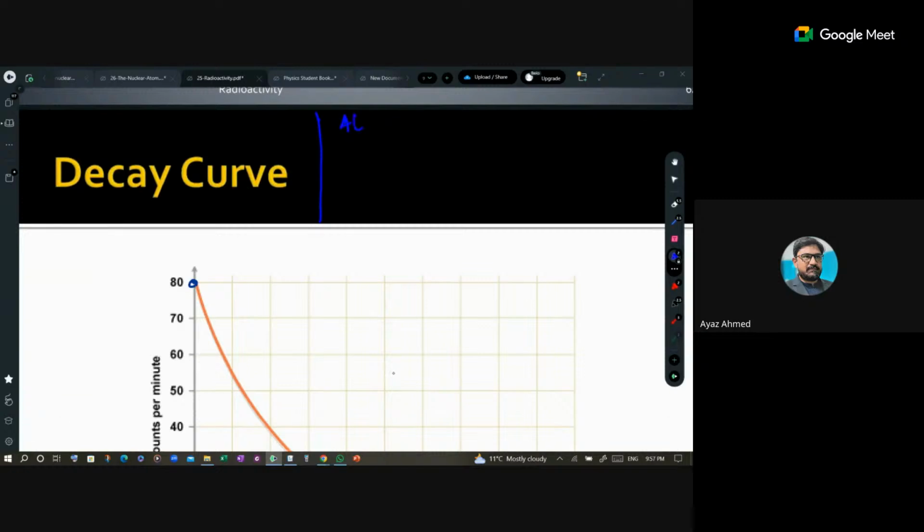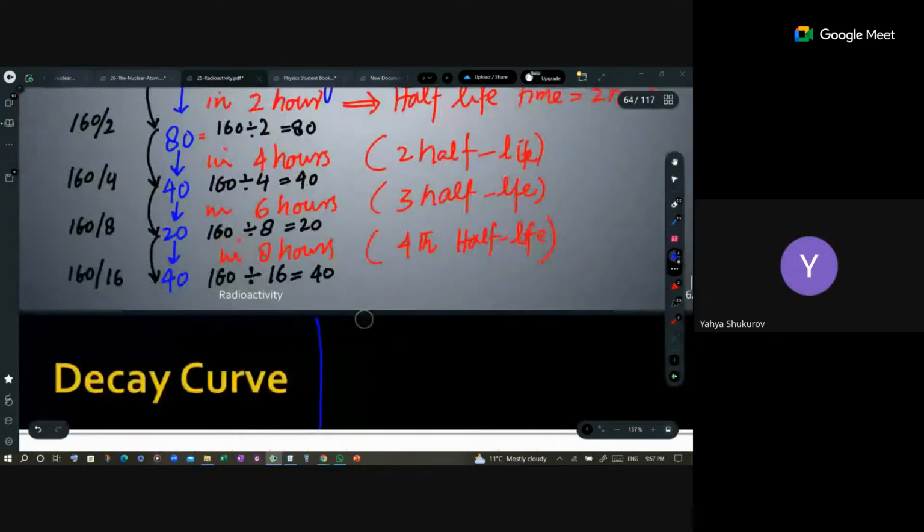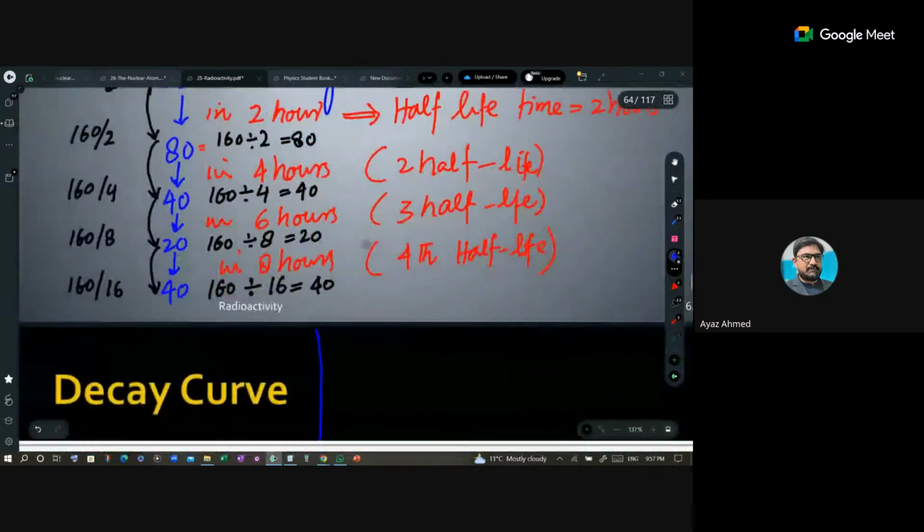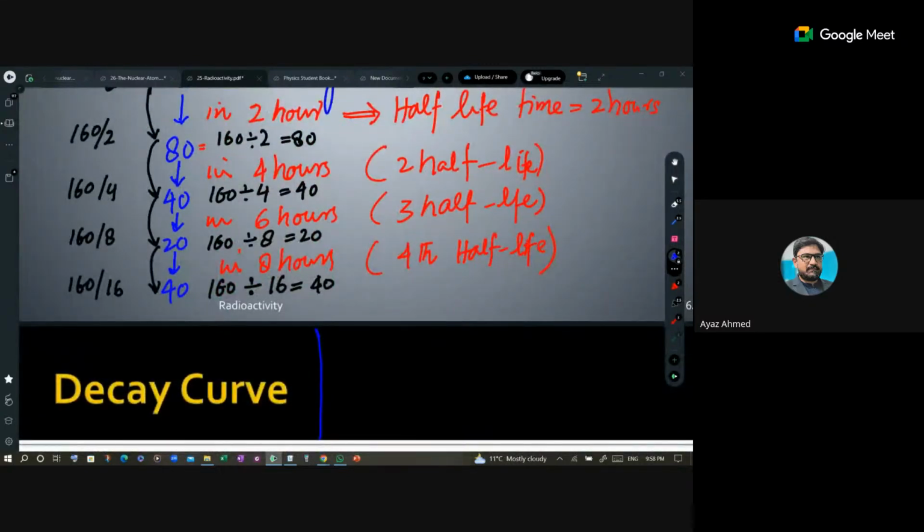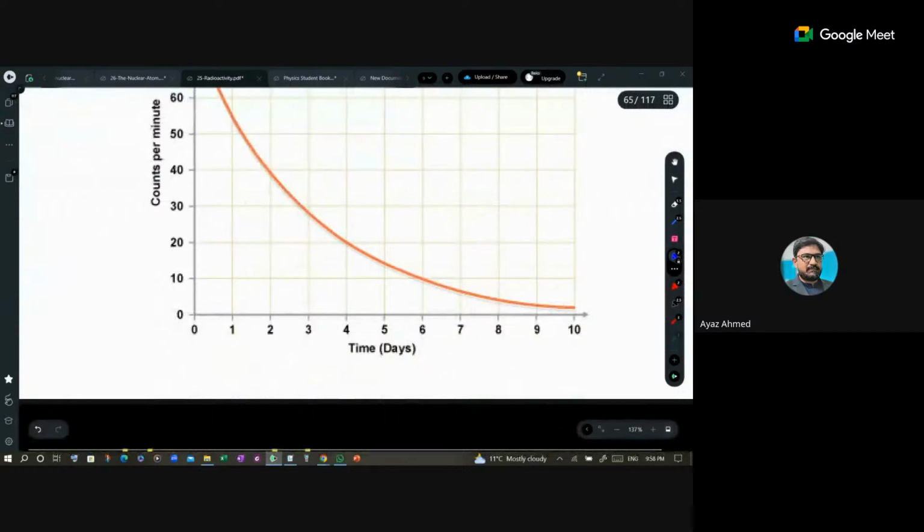Do you have any confusion? So will it eventually reach zero? No, no, no. We will not reach zero. Reaching zero means we can consider that it would take infinite time. But usually the graph does not touch the axis.